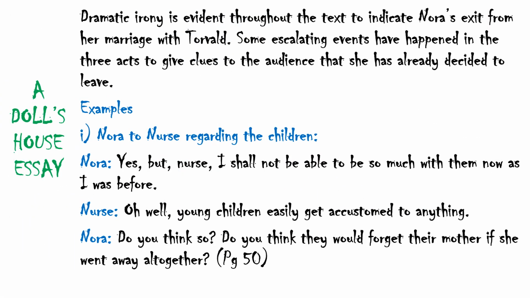Dramatic irony is evident throughout the text to indicate Nora's exit from her marriage with Torvald. Now, some escalating events have happened in the three acts to give clues to the audience that she has already decided to leave. Example, let's see between Nora and Nanny regarding the children. Nora: Yes, but Nanny, I shall not be able to do so much with them now as I was before. Nanny: Oh well, young children easily get accustomed to anything. Nora: Do you think so? Do you think they would forget their mother if she went away altogether?